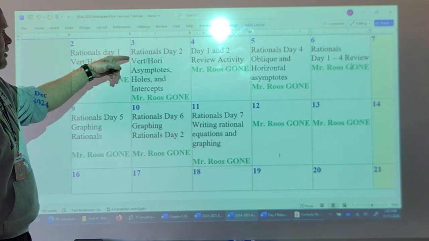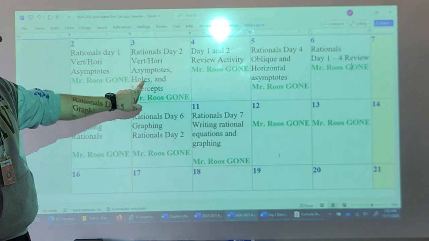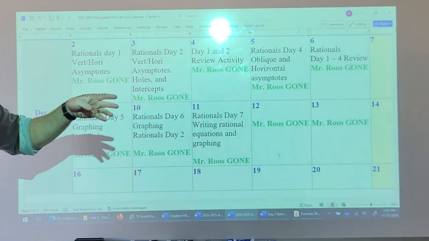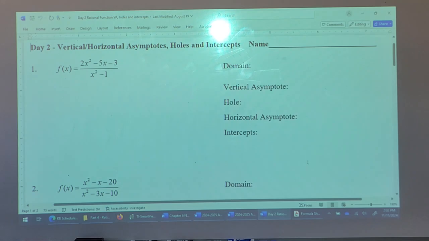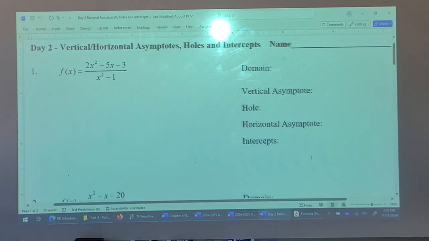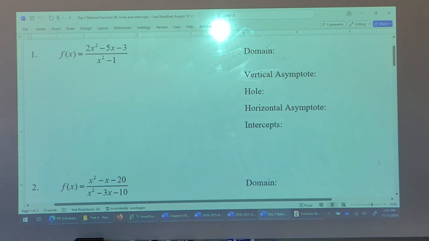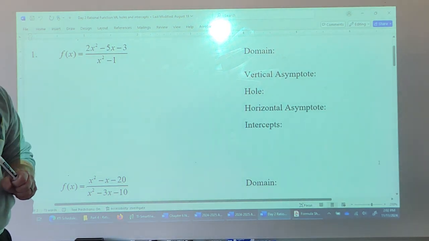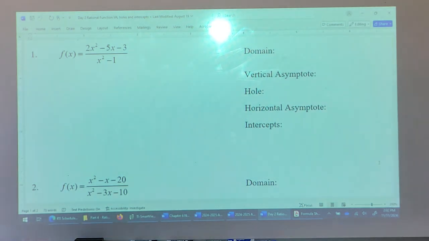So Rationals Day 2, we're going to continue talking about vertical and horizontal asymptotes, but today we're going to add in holes and intercepts, both x and y intercepts. So we're kind of going to jump around. I think in total for this one, I'm going to go through 4 examples, with the 4th one being the hardest one to work through.